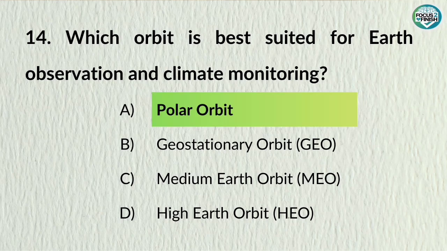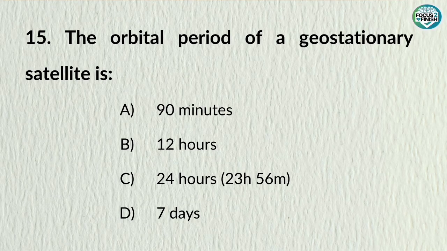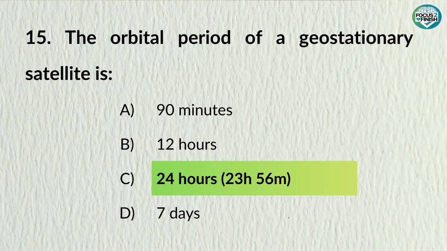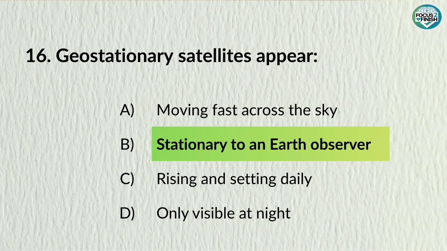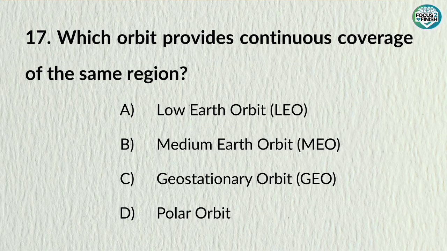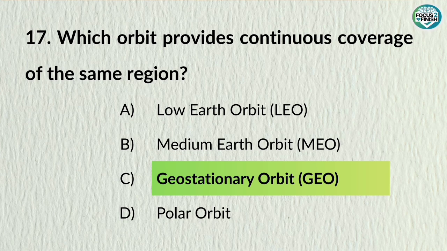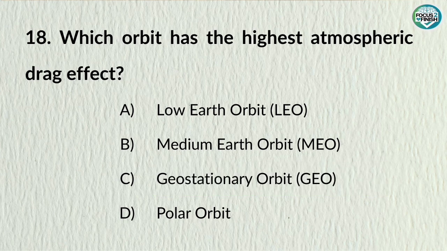Answer: Polar orbit. 15. The orbital period of a geostationary satellite is. Answer: 24 hours, 23 hours 56 minutes. 16. Geostationary satellites appear. Answer: stationary to an Earth observer. 17. Which orbit provides continuous coverage of the same region? Answer: Geostationary orbit. 18. Which orbit has the highest atmospheric drag effect? Answer: Low Earth orbit.